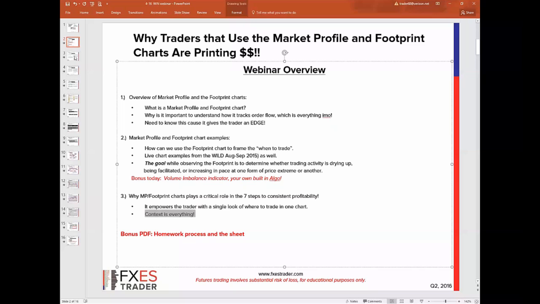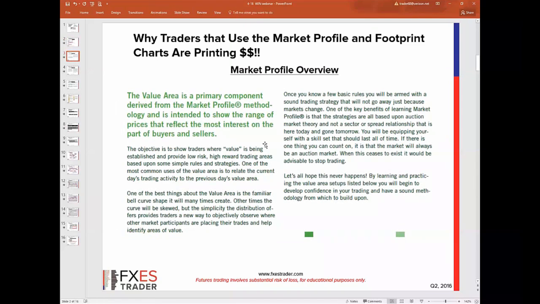So without further ado, let's go into some market profile fun stuff. So I'll let you guys read this. I'll take a quick sip of water here, but really the value area is a primary component, and it's really what we're looking for when we see the value. That's value based upon 70% of either the time or the volume in a given period.